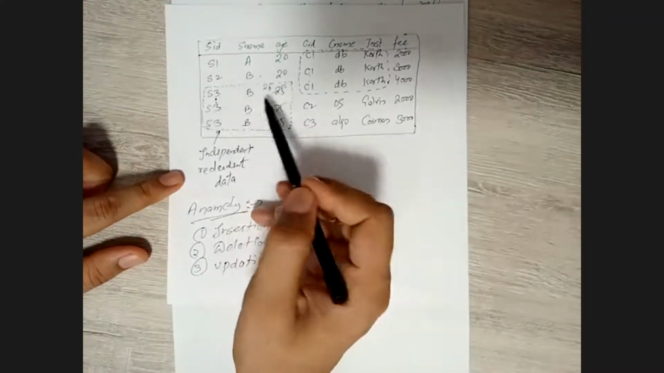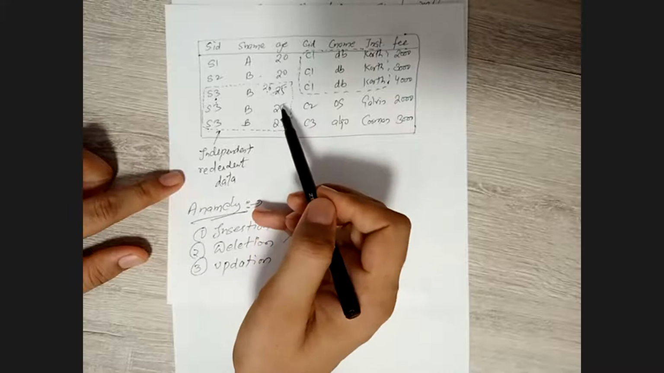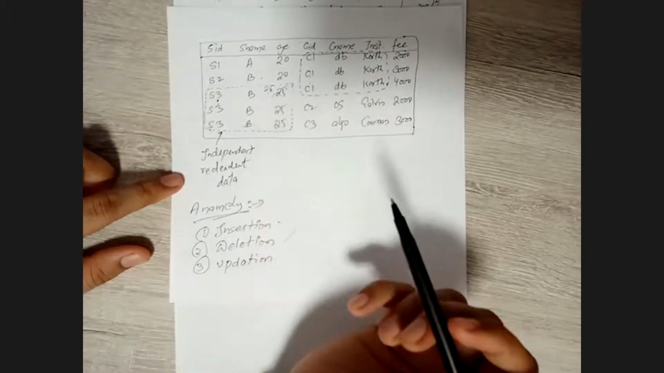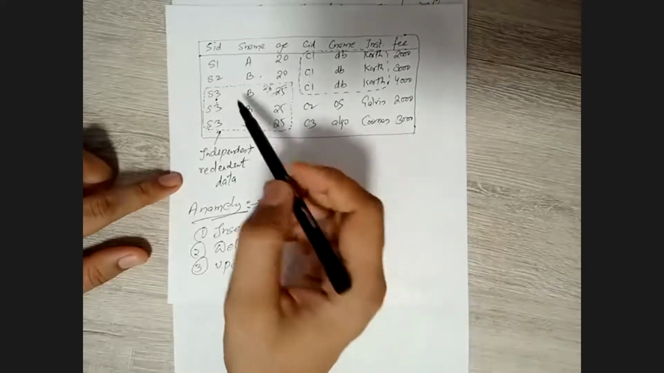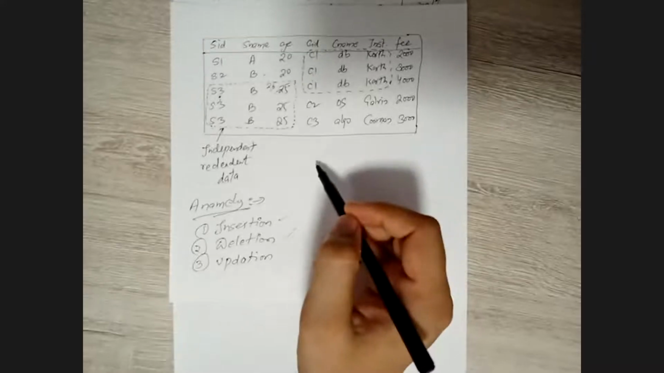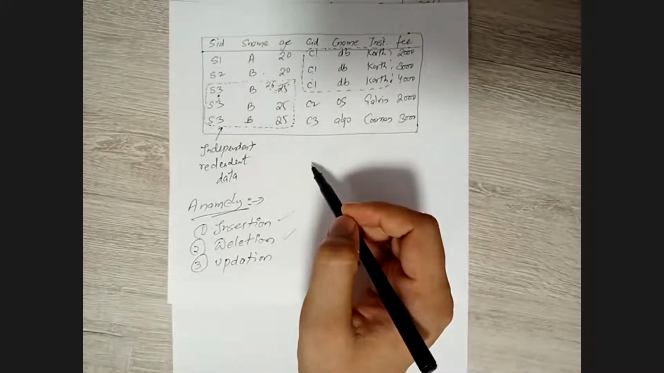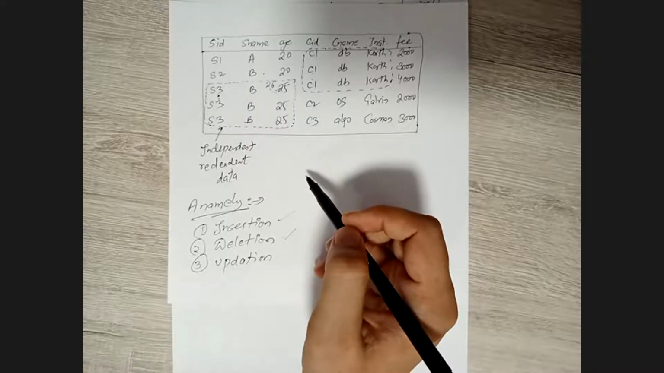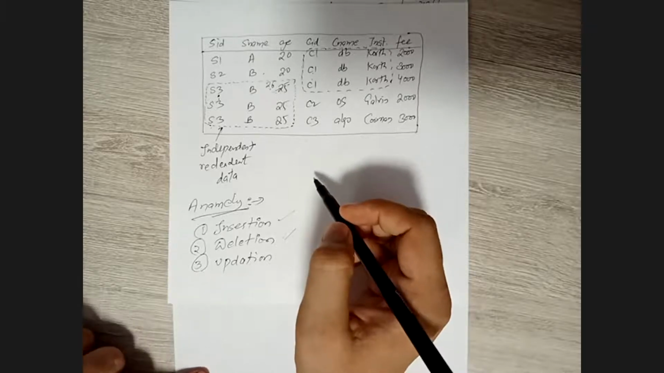For the same S3, I am updating the age to 26 over here, but in case these other copies are not updated, then there is an inconsistency in the database. I need to select all those rows where I have S3 and perform the updation there. Due to this reason, our database is not normalized. It's not a good database, not one that can be used. So for that we need to perform something called normalization.